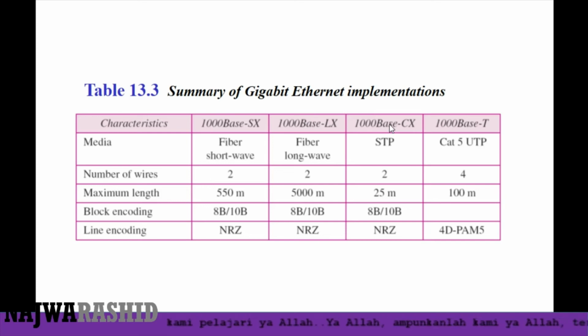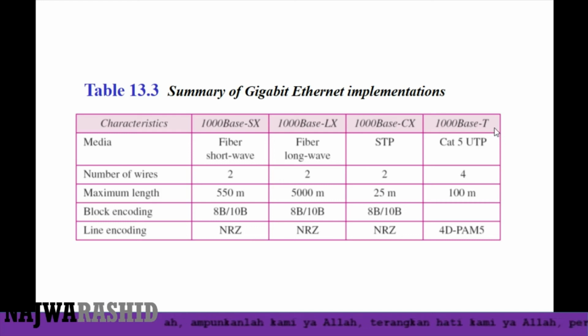For 1000Base-CX, this one uses the shielded twisted pair cable. The number of wires is 2, and the maximum distance is only 25 meters. The block coding and encoding are similar. The difference is in the media and the maximum distance for the SX, LX, and CX.